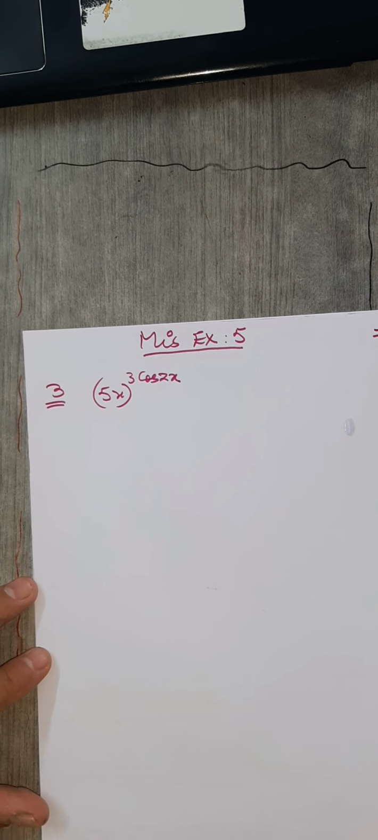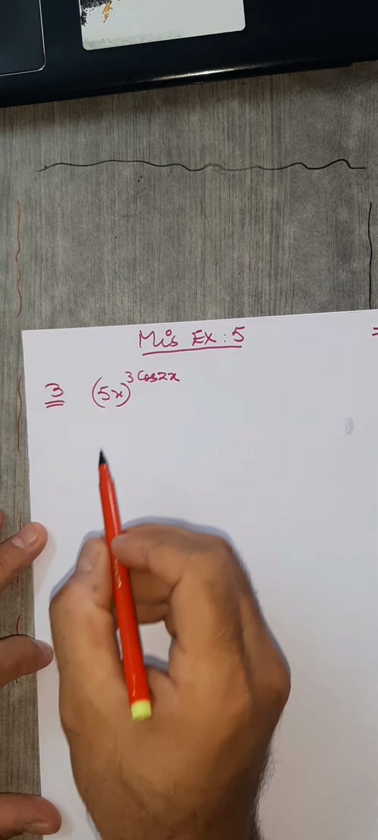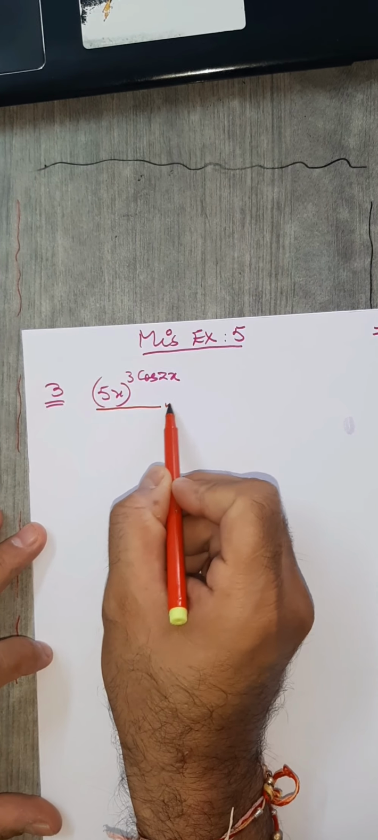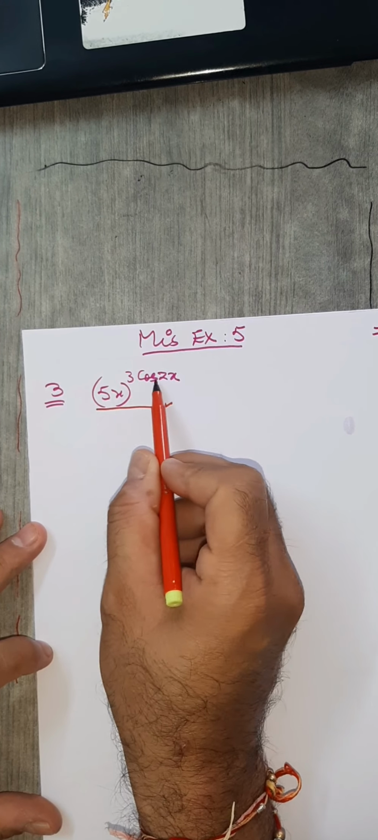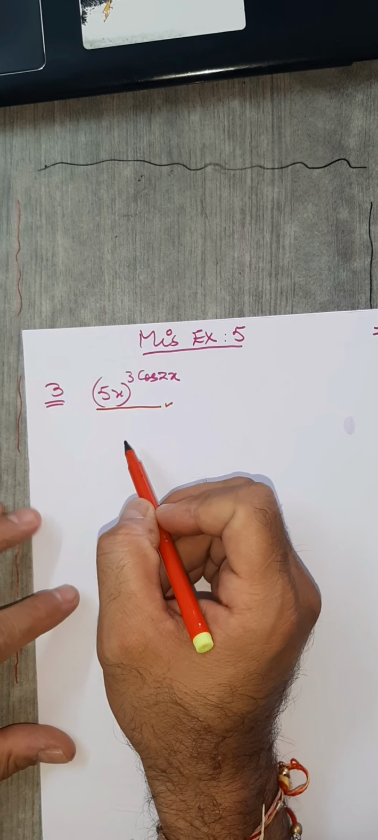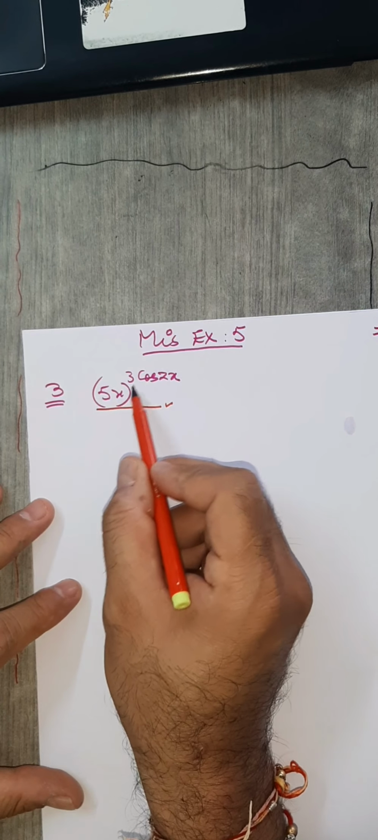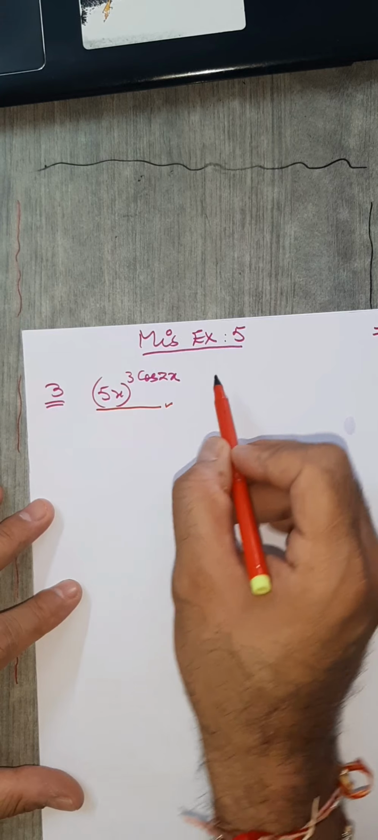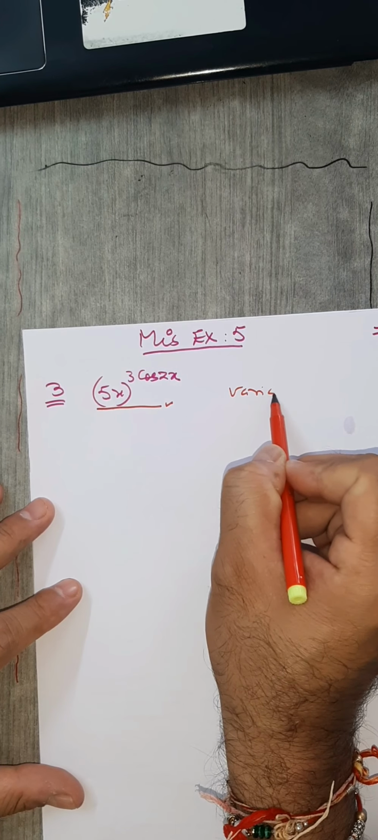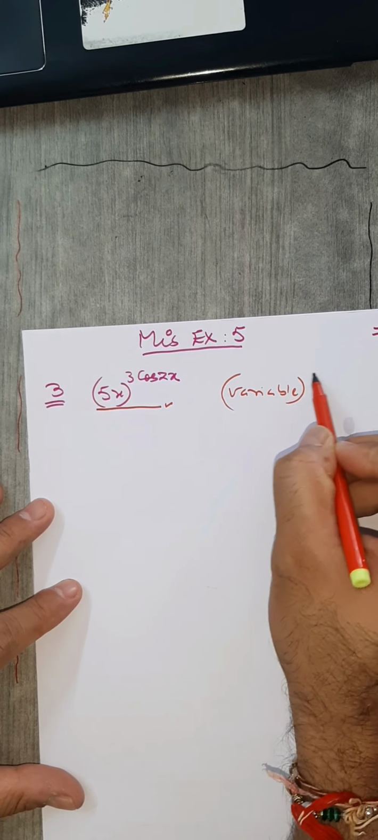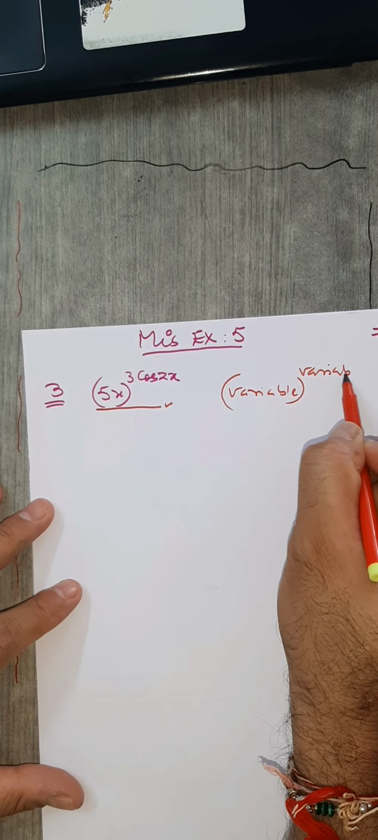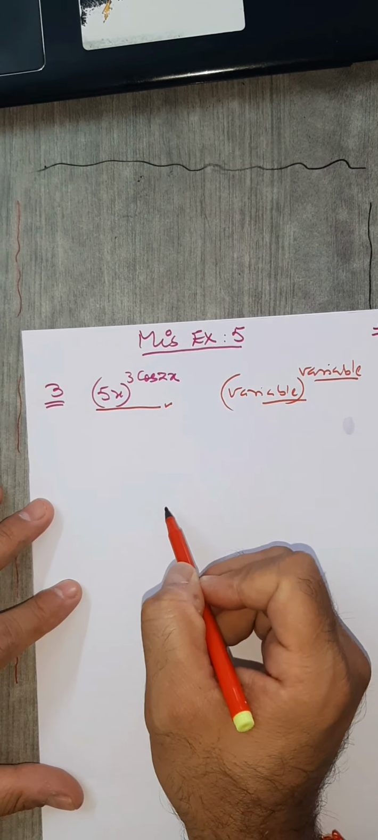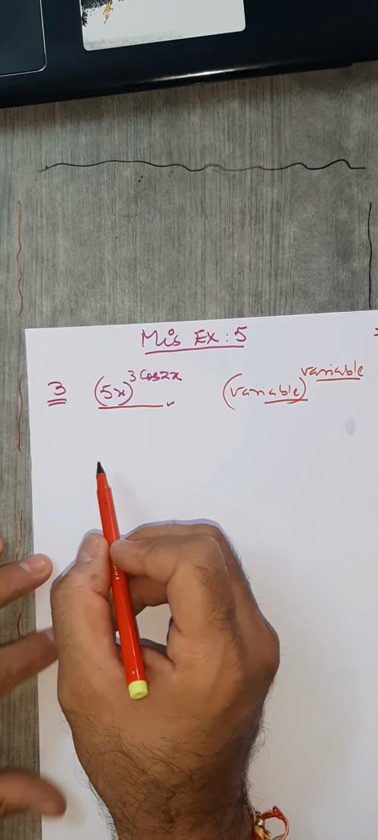Miscellaneous exercise 5. I'll go to question number 3. Differentiate this function, (5x) raised to 3 cos 2x. Now you must have realized this is a variable raised to variable form. So you need to use the logarithmic function to differentiate this.